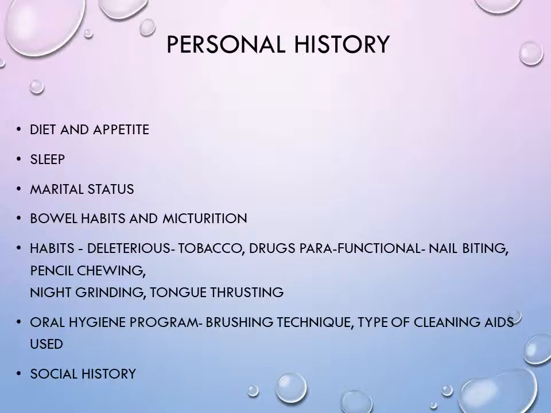The diet, of course, it is for assessing the sugar levels. The appetite, whether the patient is eating properly, or whether the complaint is actually preventing the patient from taking meals on time. Whether the patient's sleep patterns are erratic or whether they are normal. The marital status, to see if there are any communicable diseases which could be transmitted to the better half or to the children. The bowel habits and micturition, whether it is normal or whether it is erratic or irregular. Of course, we do record the deleterious habits, like whether the patient is a smoker or chews tobacco, or is taking any sort of drugs.